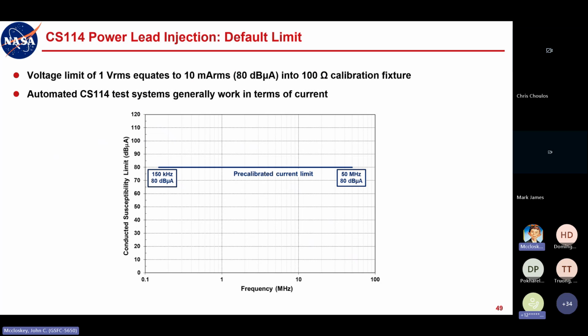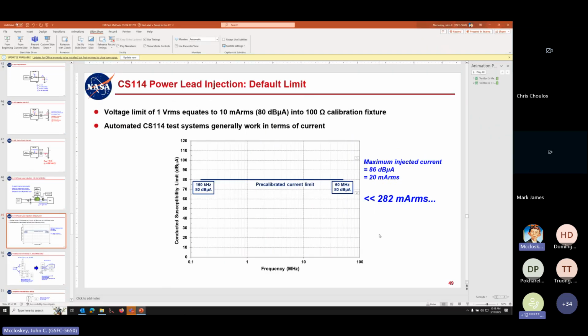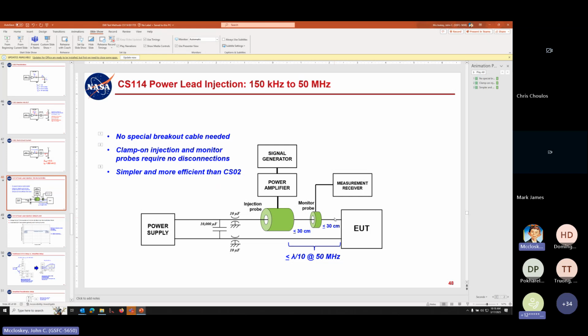And the default voltage limit of 1 volt RMS equates to 10 milliamps RMS or 80 dB microamps into the 100 ohm calibration fixture. Now, automated CS114 test systems generally work in terms of current. And that's by default what you're monitoring when you're injecting into the EUT. So I've seen in some places where people will specify a voltage limit and monitor the voltage into the EUT. There you are back into the realm of needing a special breakout cable to be able to monitor the voltage there.